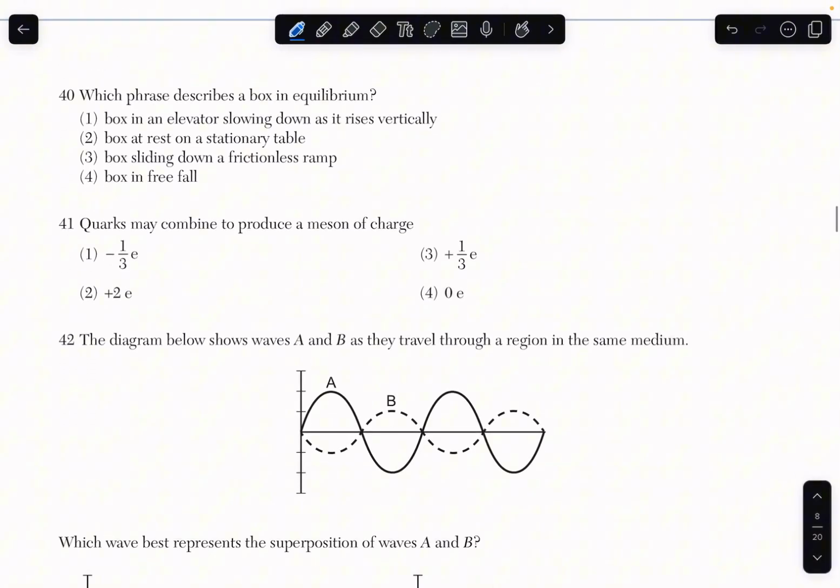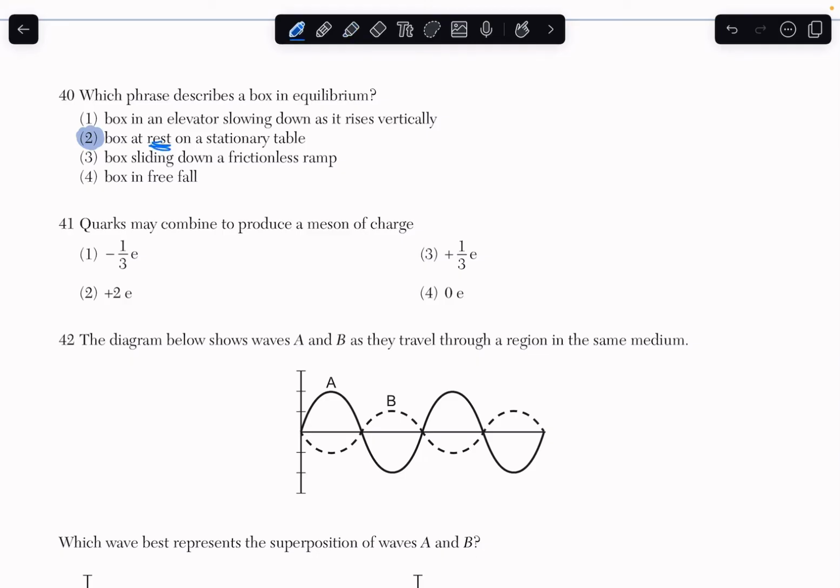40. Which phrase describes a box in equilibrium? So, this is another easy question, as equilibrium is when the net force on an object is 0. If the object is at rest, that means the forces are at 0 and it's balanced at equilibrium. So that's how we know that it's choice 2, because it says the box is at rest.